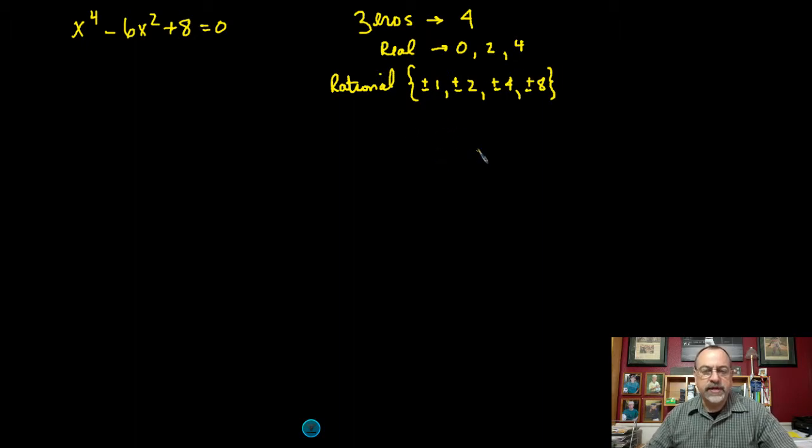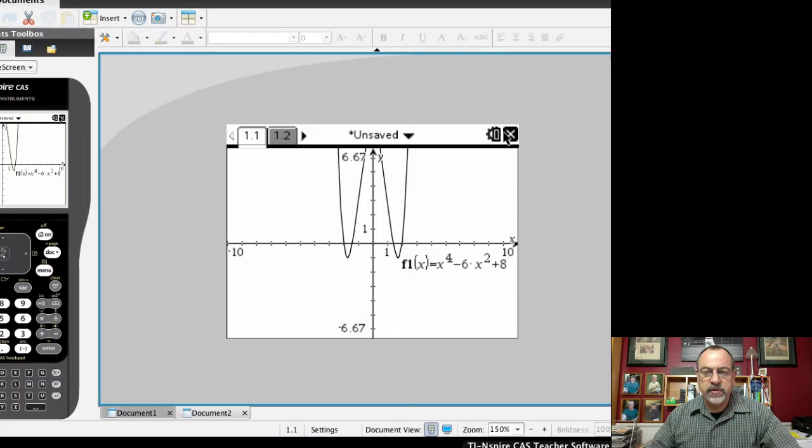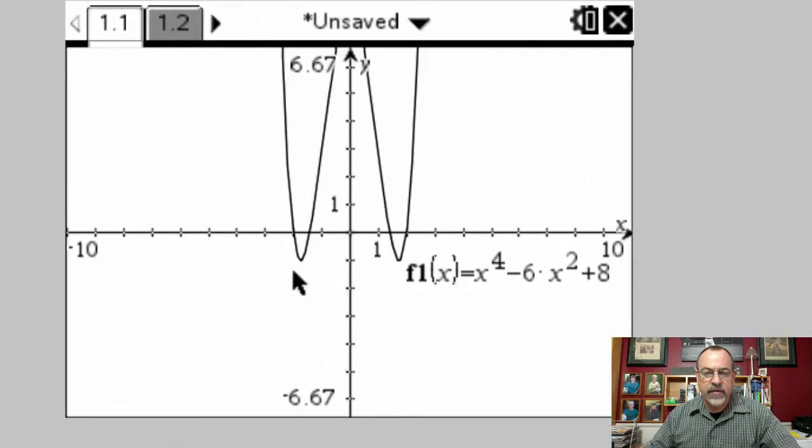Now here's where we're going to make a slight change, where we have been using the remainder theorem to substitute these into the expression to find out which ones would give me a remainder of 0 and thus be zeros. In this case, we want to use the calculator. I'm going to show you how to use the calculator. So we take this expression and we plug it into our calculator for y1, and here's the graph that we get.